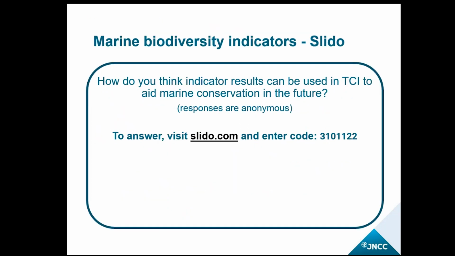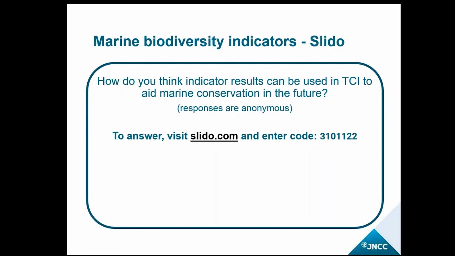We have another poll, so I'll hand over to Adam again. Thanks, Laura. Sorry, I was on mute again. Here's the code for this poll. This is a free text one, so it should come up with a word cloud when you type in your text, and you should be able to see what's been mentioned the most. It's a bit of a general one. How do you think indicator results can be used in TCI to aid marine conservation in the future?